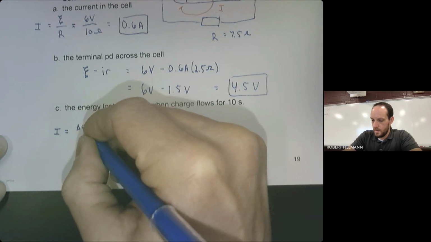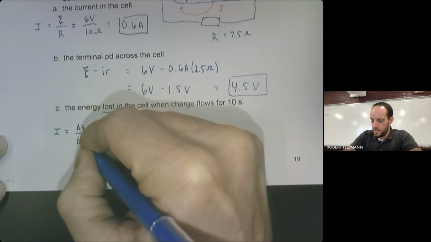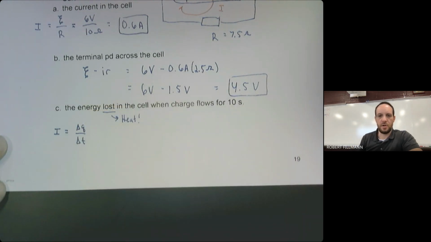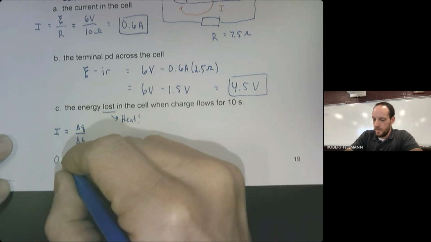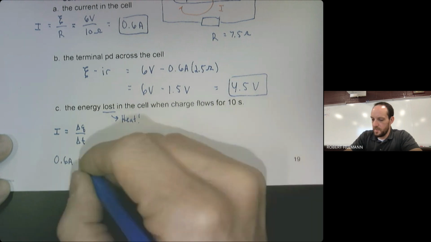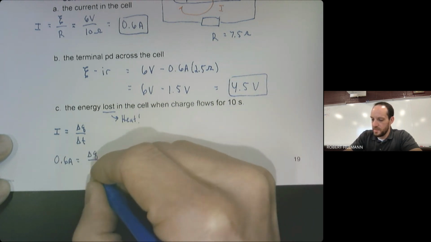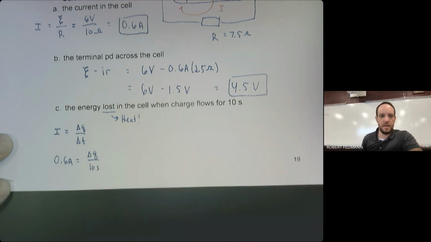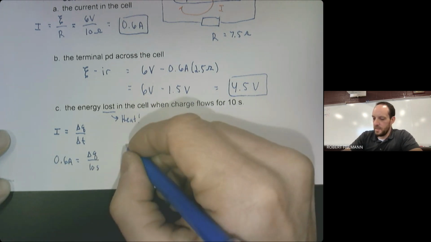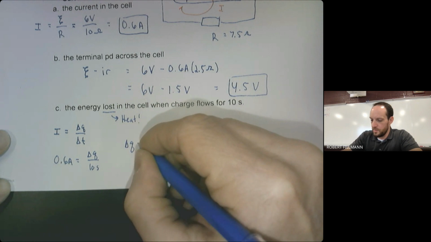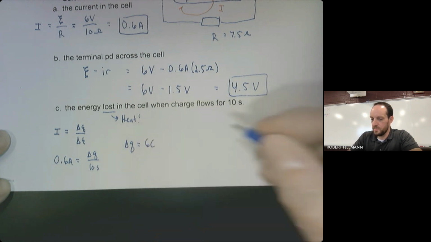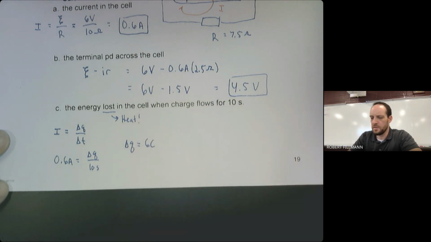And I could use my current equation to do that. Current is just charge per time. So that's where the 10 seconds is going to come in. And we know the current flowing is 0.6 amperes. We need to see how much charge that represents. It flows for 10 seconds. So 10 times 0.6, that means the total amount of charge flowing through this circuit is going to be 6 coulombs of charge. And that 6 coulombs of charge, it moves through everything.